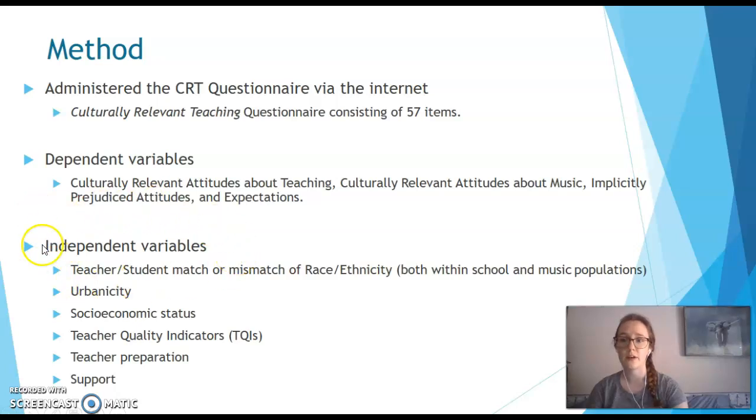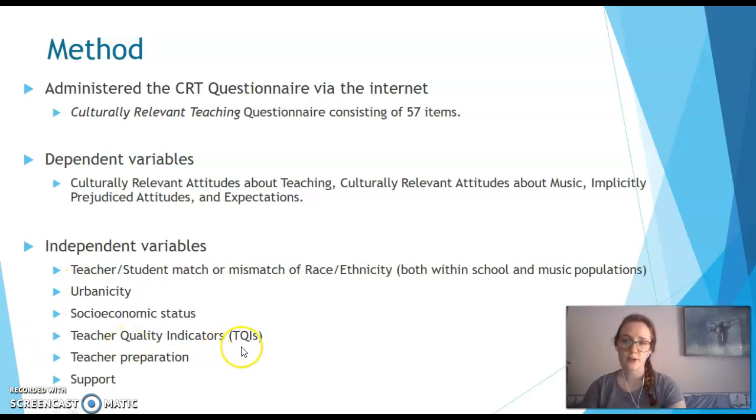And then the independent variables, the researchers wanted to see how these variables were manipulating or changing the dependent variables. This is student-teacher match or mismatch of race and ethnicity. Urbanicity: now Doyle, the researcher, defines urbanicity as a population where the majority is non-white, with low levels of income and varying socioeconomic status.